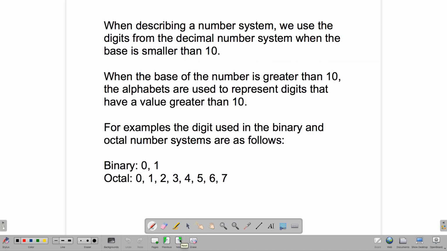When describing a number system, we use the digits from the decimal number system when the base is smaller than 10. When the base of the number is greater than 10, letters of the alphabet are used to represent the digits that have a value greater than 10. For example, the digits used in the binary and octal number systems are as follows. For binary, we only have 2 digits to play with: a 0 and a 1. Those are the only 2 digits you can use in a binary number system. Octal has 8 digits, that's 0 through 7.